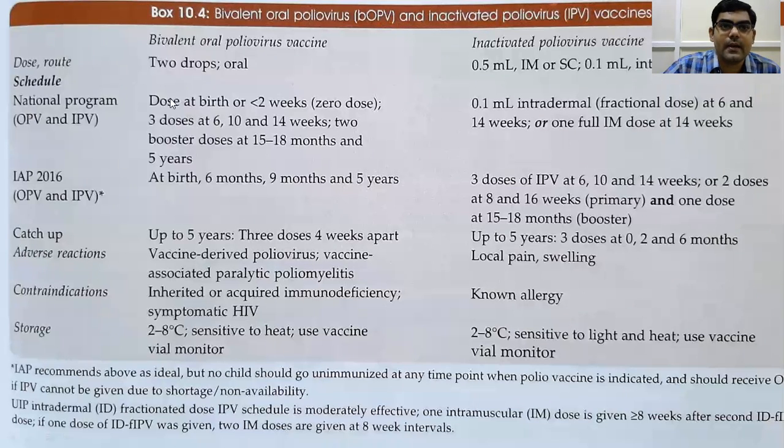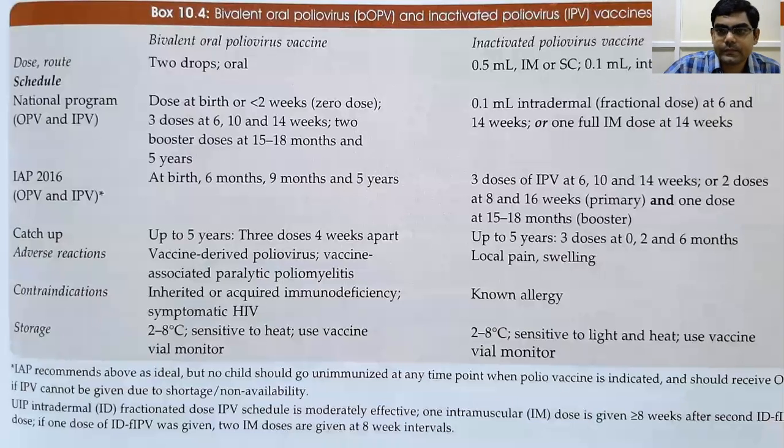What are the adverse effects? We already learned vaccine-derived poliomyelitis and vaccine-associated paralytic poliomyelitis. OPV2 is most common, but OPV3 also. What are the contraindications? Inherited and acquired immunodeficiency and symptomatic HIV, we should not give. Storage: cold chain we need to maintain, very sensitive to heat, so we have a vaccine vial monitor. In coming slides, I will tell you about VVM.